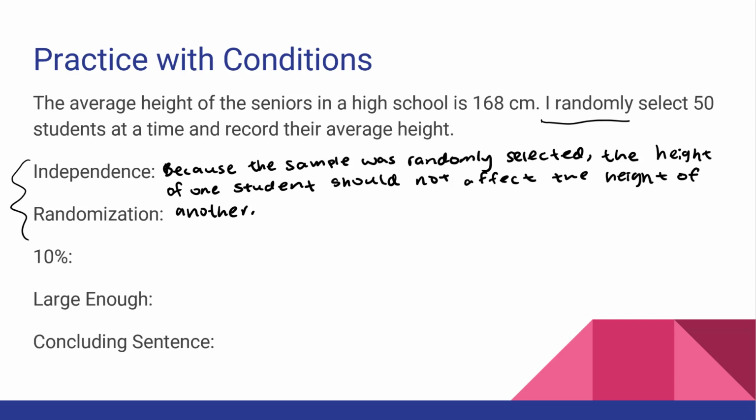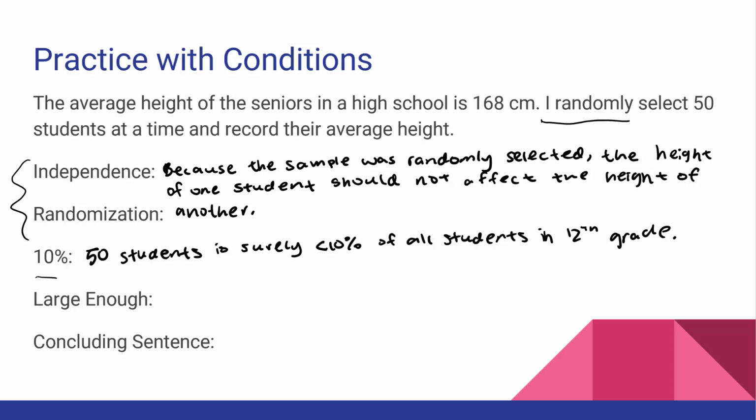Note that I'm using the words student and height, so that is our question context, and that is really, really good to include. If you just put words like the height of one subject should not affect the height of another, that works, but context is always the more the better. Now we have our 10% condition. So is 50 students less than 10% of all of the high school seniors? Personally, in my high school, it's a big high school, there's about 1,000 kids per grade, then 50 students is definitely less than 10% of all of the seniors. Using that assumption, we'll just go ahead with that. 50 students is surely less than 10% of all students in 12th grade.